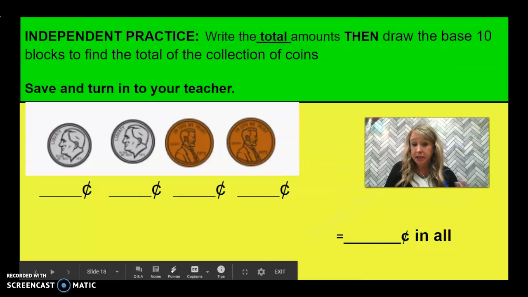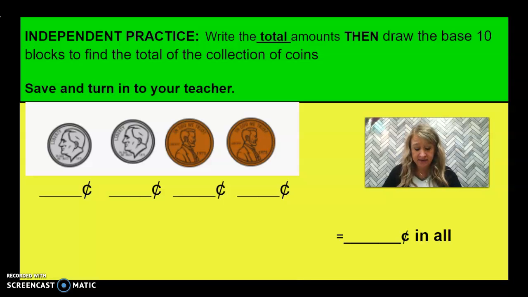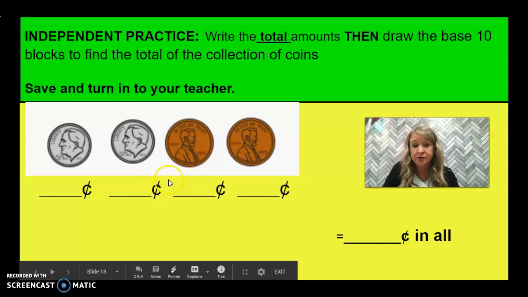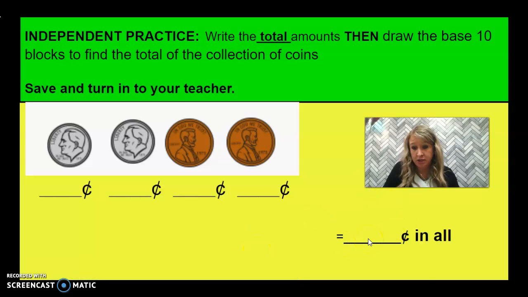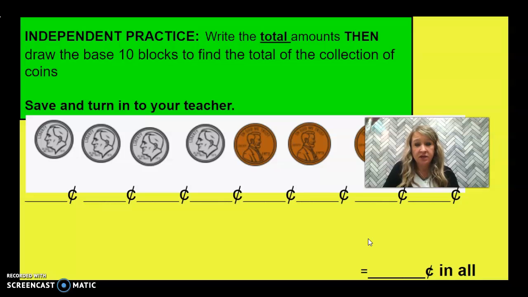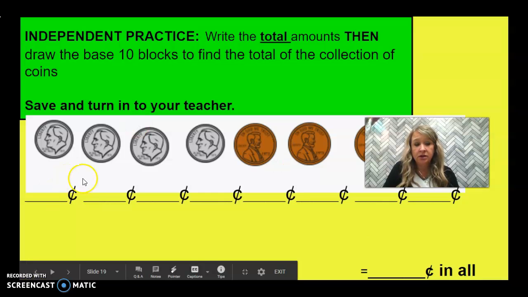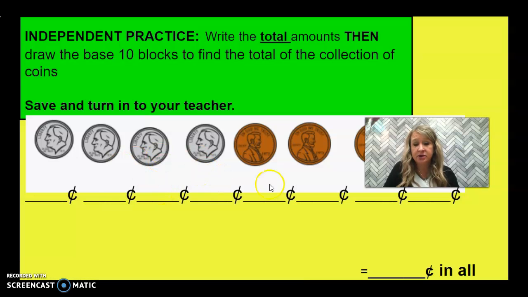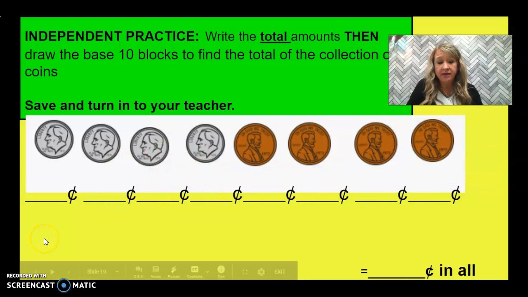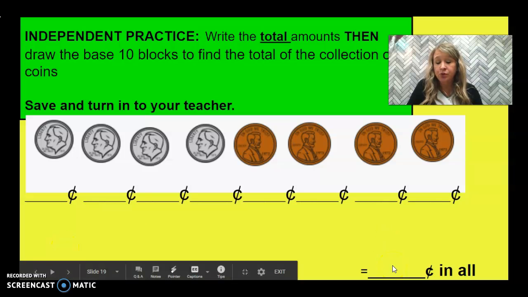So same kind of activity, different amounts of money. You're going to write the total under the coins first, then draw the base 10 blocks to find the total value of the coins. Same thing with this one. Write the total under each coin. Count on by tens, count on by ones, and then you're going to draw the place value blocks and write how much in all.